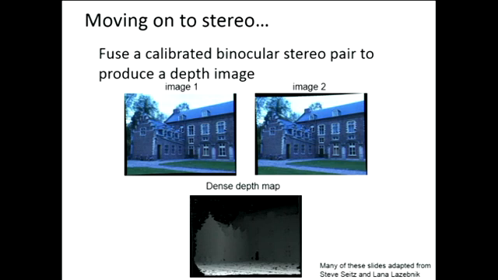And now we want to produce a depth map, a dense depth map from those images. So we want to try to fuse my binocular stereo pair into a depth image. So this is showing the depth image on the bottom, where white are pixels that are close to us and black are pixels that are further away.